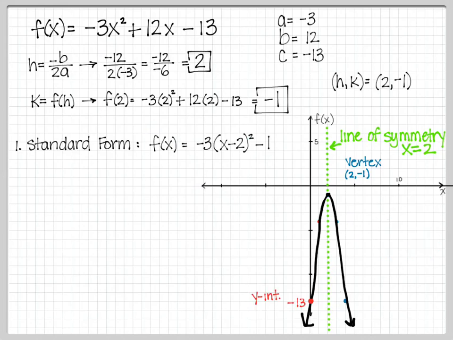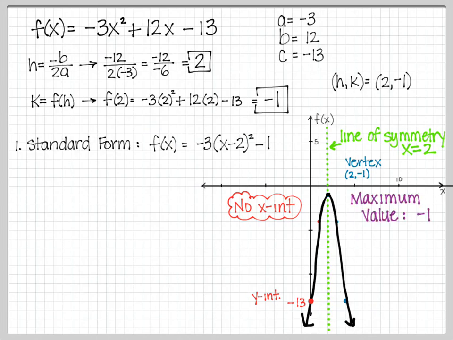From this I can see that my y-intercept is right here. And what else do I know? I know that there are no x-intercepts. Looking at this graph, I see there's absolutely no place where it crosses the x-axis. I can also see that this is a maximum. And the maximum value, and this is important, the value is how high it is. If it was a minimum, if I had a parabola going up, I would have a minimum, and the value is still the output, the y value of that maximum or minimum. So this one has a maximum, and it has a value of -1.